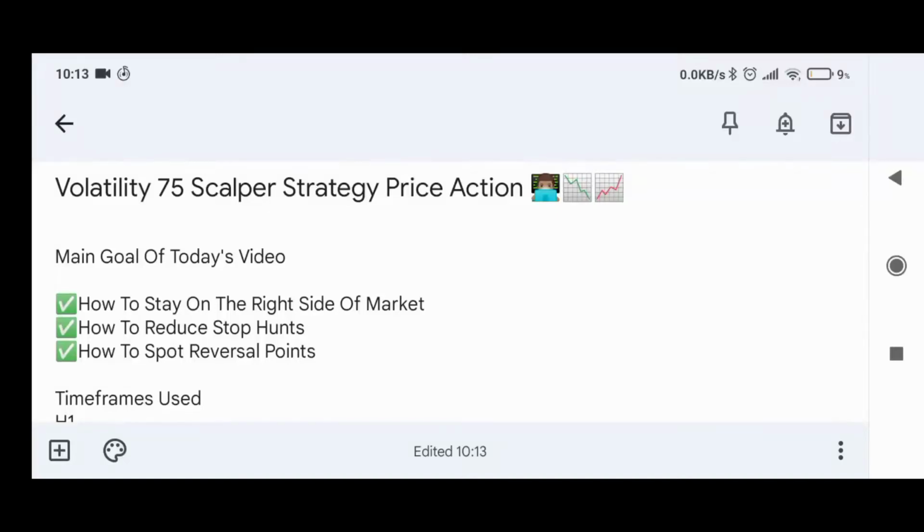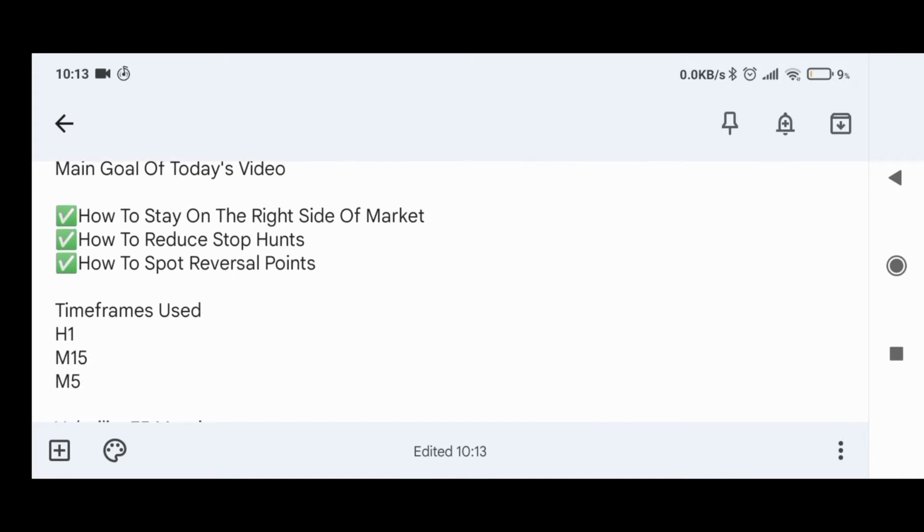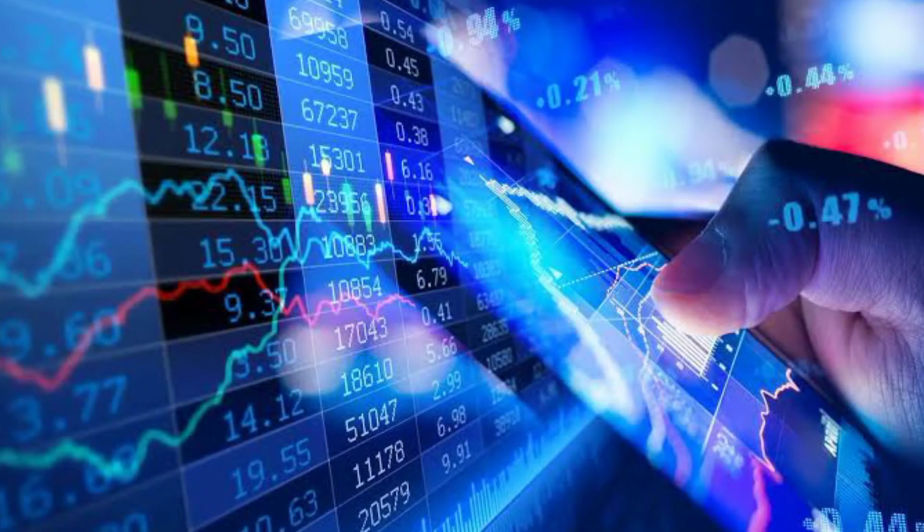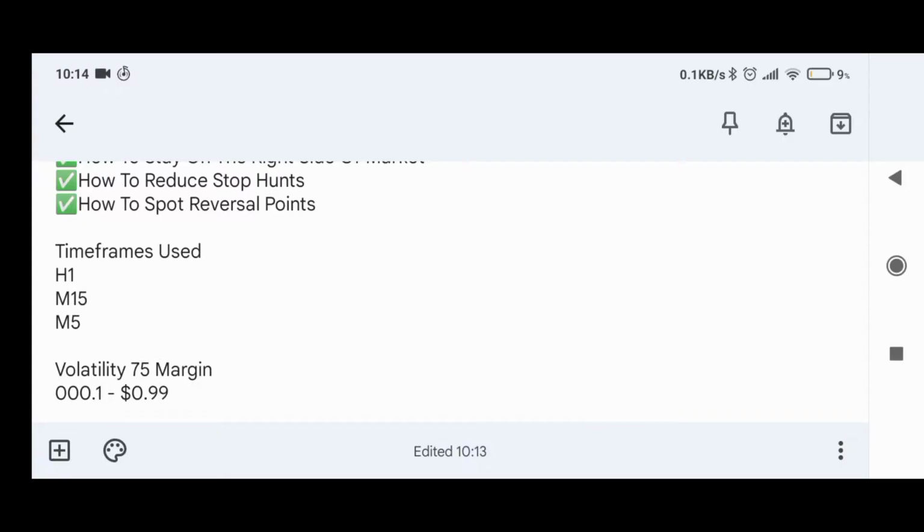The main goal of the video is to show you how to stay on the right side of the market, how to reduce stop hunts, and how to spot reversal points. The time frames you're going to be using are the H1, the M15 and the M5. These are the time frames that we're going to be using, and we are going to be using the lowest lot size possible, which is 0.01, which costs 99 cents.